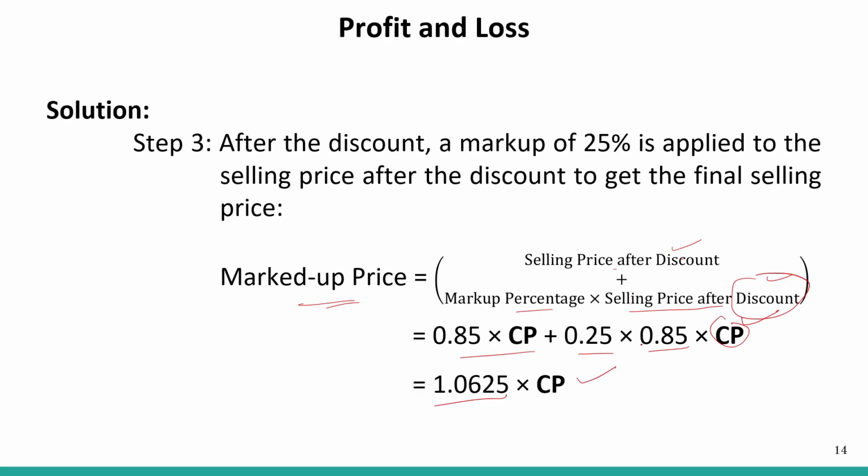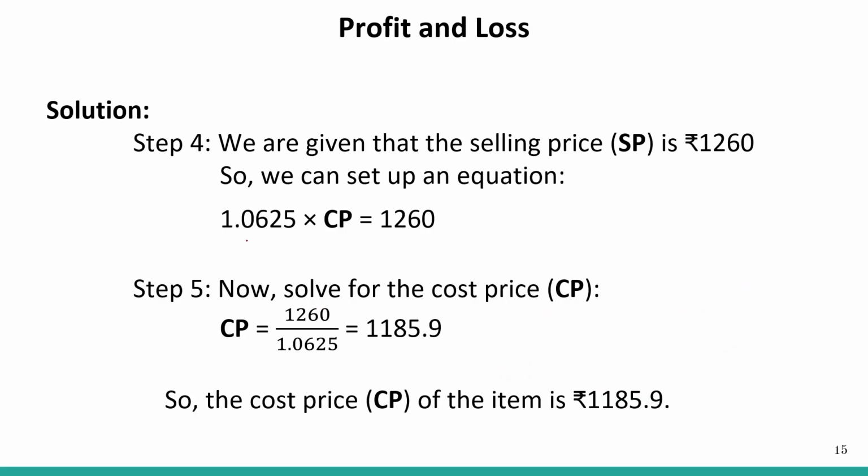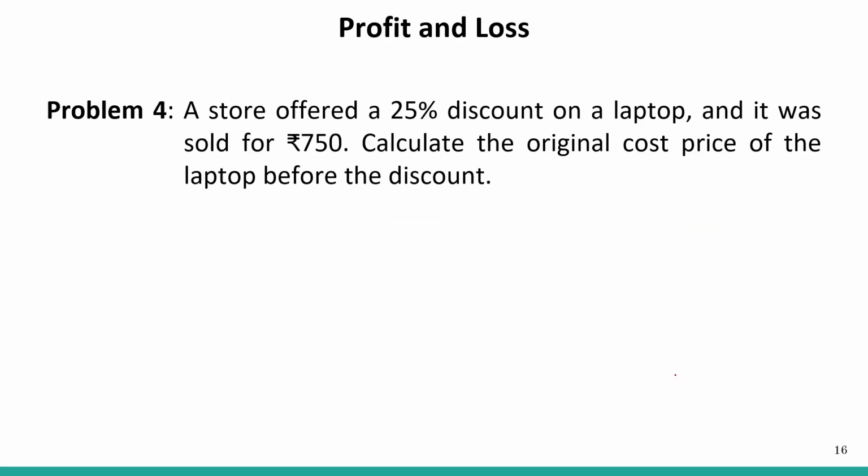So 1.0625 into CP is equal to 1260. So CP will be what? This implies that CP will be equal to 1260 by 1.0625, right? So this is equal to 1185.9. So the cost price of the item will be 1185.9, right?